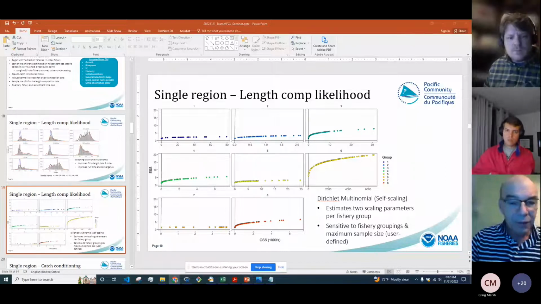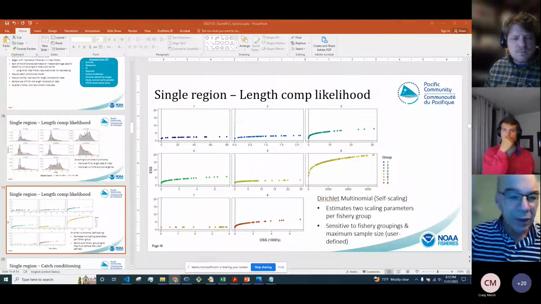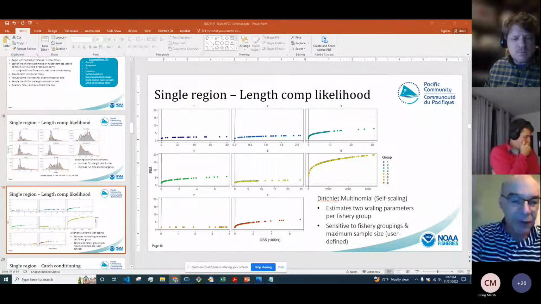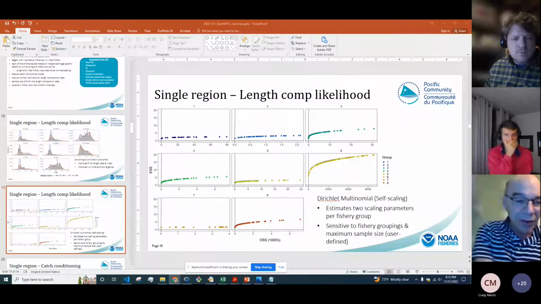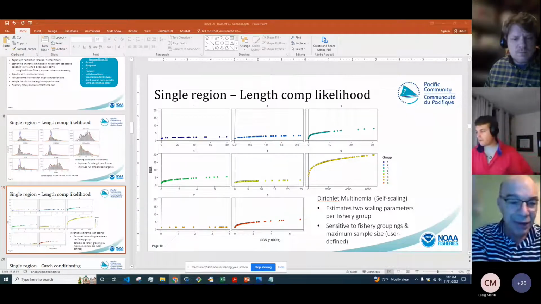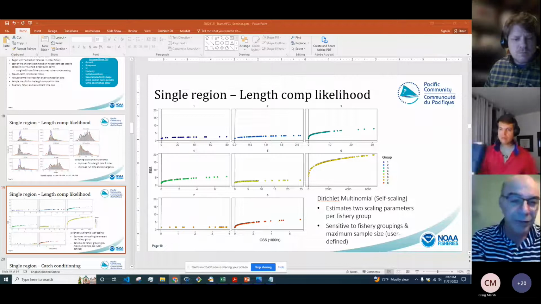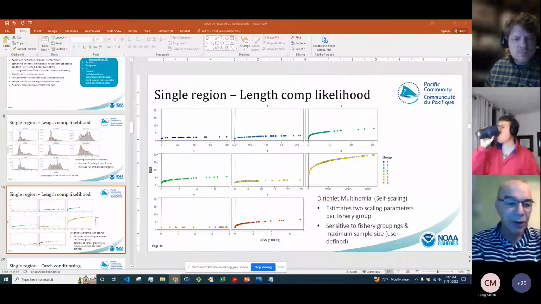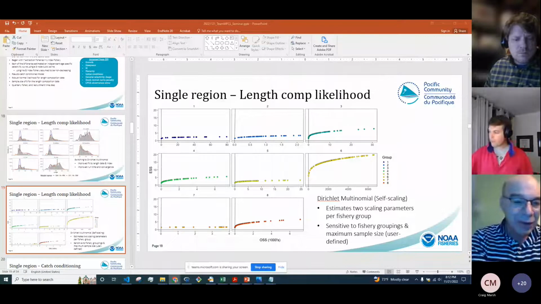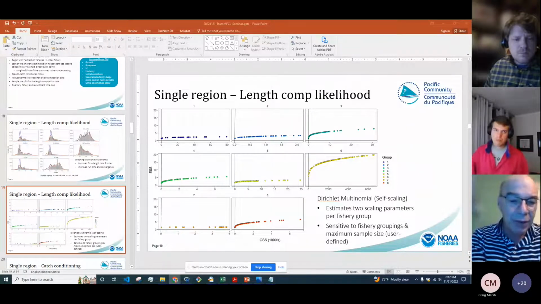I might comment on that point that with such coarse length composition data, and especially for the purslane, not very many bins of that length composition even having any fish at all, it's not surprising that the effective sample sizes go down to a very low number, because there's just not that much detail there for it to be able to capture.